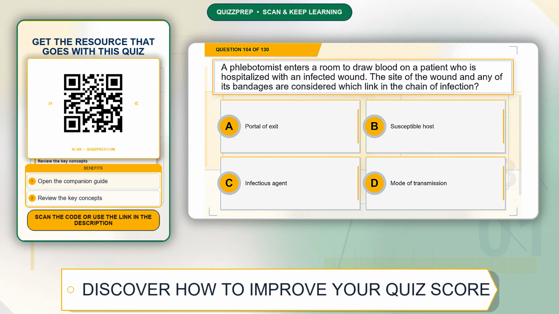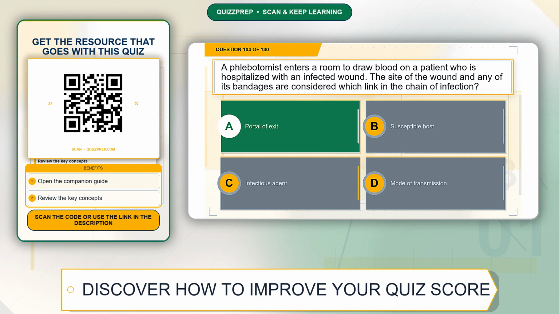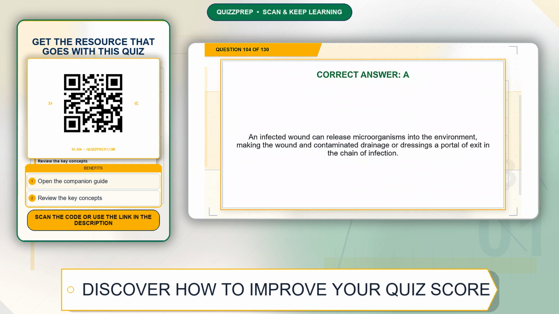Question 104. A phlebotomist enters a room to draw blood on a patient who is hospitalized with an infected wound. The site of the wound and any of its bandages are considered which link in the chain of infection? Option A, portal of exit. Option B, susceptible host. Option C, infectious agent. Option D, mode of transmission. The correct answer is option A, portal of exit. Explanation. An infected wound can release microorganisms into the environment, making the wound and contaminated drainage or dressings a portal of exit in the chain of infection.